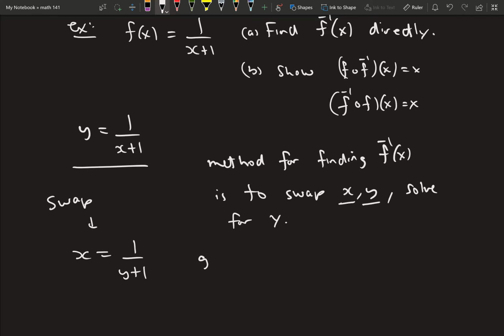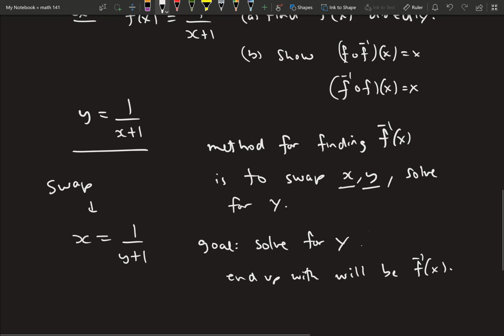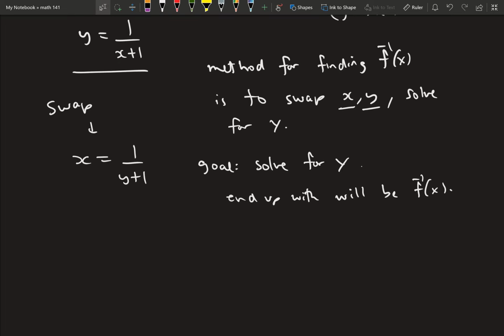And now our goal is to solve for this y. And whatever we end up with will be the inverse of f. Okay, and again, I didn't check that this is 1-to-1. You can graph this function and check that's 1-to-1, but we're just going to assume that it is 1-to-1, and so we can do this. Well, what do we get here? If we take x equals 1 over y plus 1, let's multiply both sides by y plus 1.